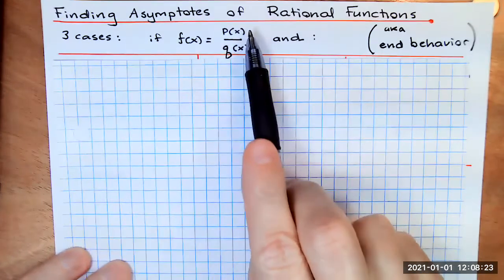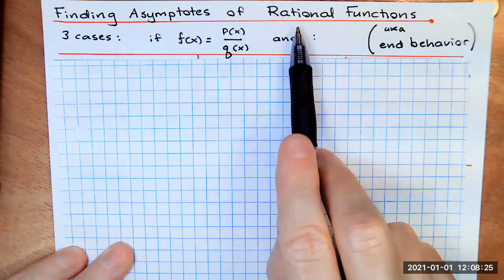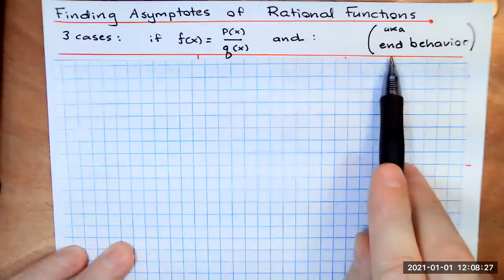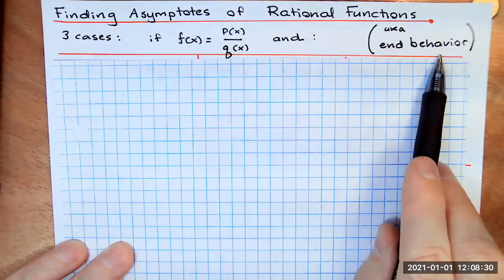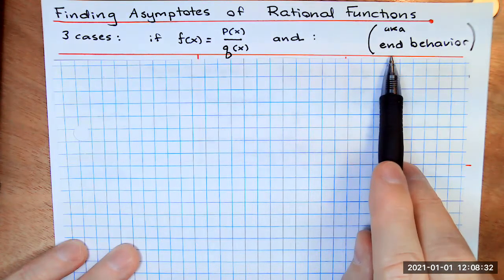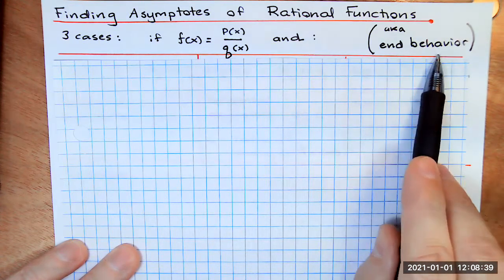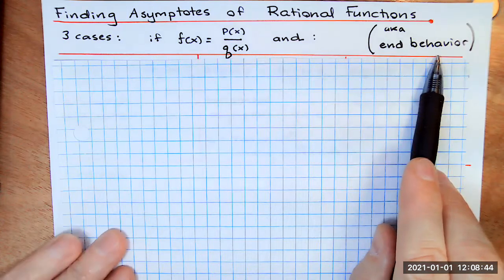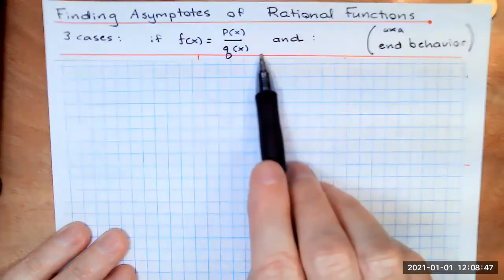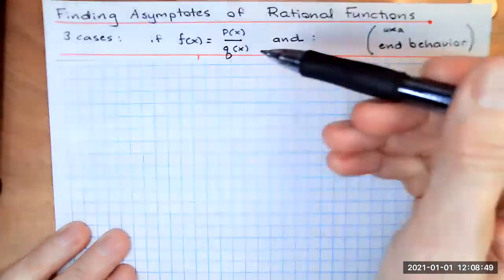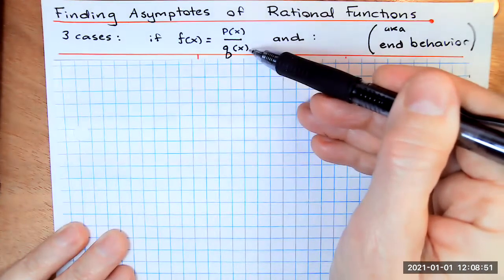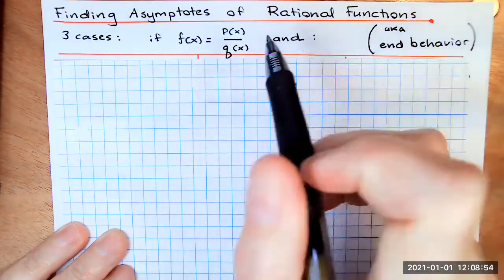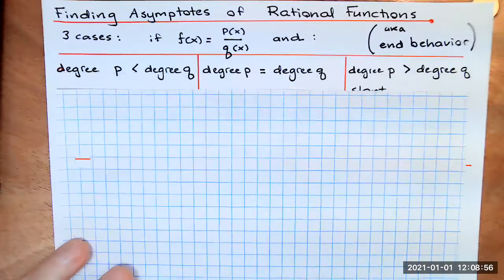All right, how do we find asymptotes of rational functions? This is also called the end behavior of a function. And you'll recall we did look at the end behavior of polynomial functions. Polynomial functions, the ends either go in opposite directions or in the same direction depending on the degree of the polynomial. Well, when you have rational functions, it depends on the degree of the numerator relative to the degree of the denominator. So there's 3 cases.